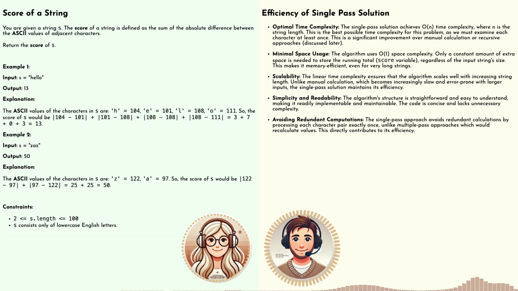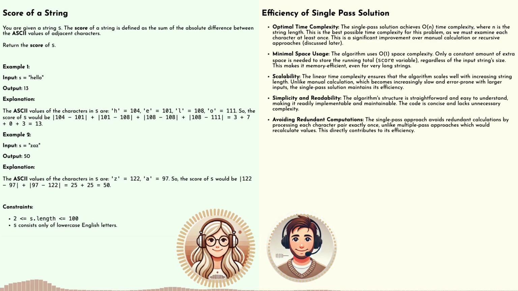So that's where the idea of a single pass solution comes in. Can you give me a hint? How would we begin to tackle this problem in a more elegant way? Think about how we could calculate the score as we're moving through the string, without needing to backtrack or revisit characters we've already seen. It's like you're keeping a running total in your head, and you're updating it with every step you take along that string.